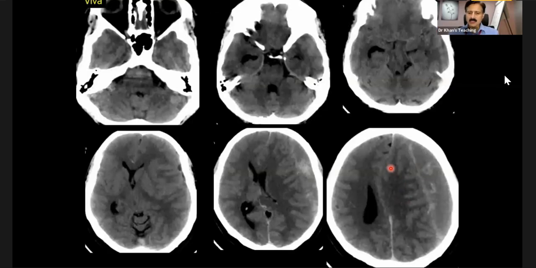Now, this is subfalcine herniation. The ipsilateral lateral ventricle is compressed, and the contralateral is going to be dilated. And you will always see this temporal horn, which is dilated.